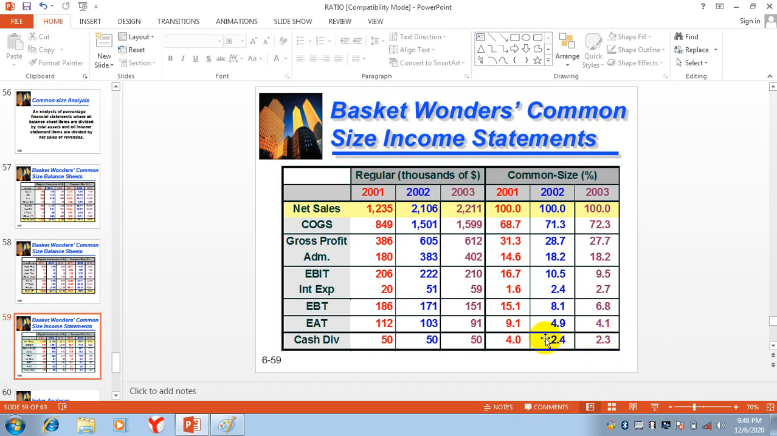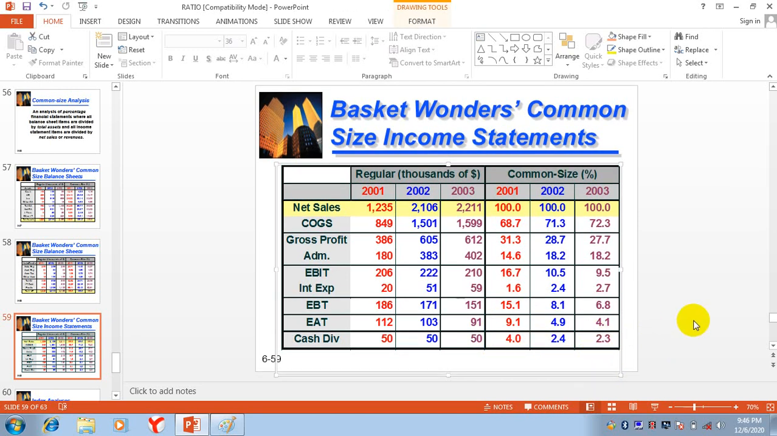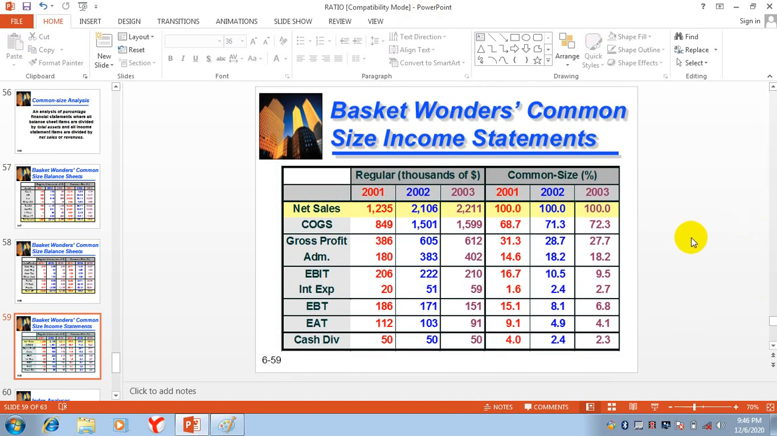So in this class we discussed the common size analysis, and I told you how to analyze this percentage income statement and percentage balance sheet. I think for today it is enough. So inshallah in the next class we will talk about other things.